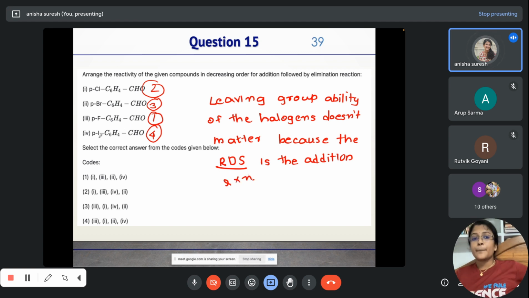So the fluorine, because of its highly electron withdrawing nature, will stabilize the negative charge that will be present in the intermediate by inductive effect. So the rate of the reaction will be greater in case of fluoro, then comes chloro, then bromo, and then iodo. So the correct option will be 3, 1, 2, and 4. Option 4 will be the correct answer. Anyone having any doubts?